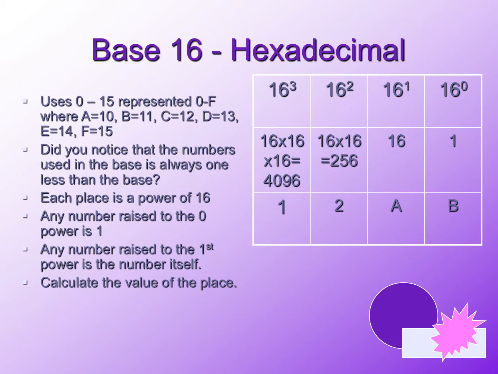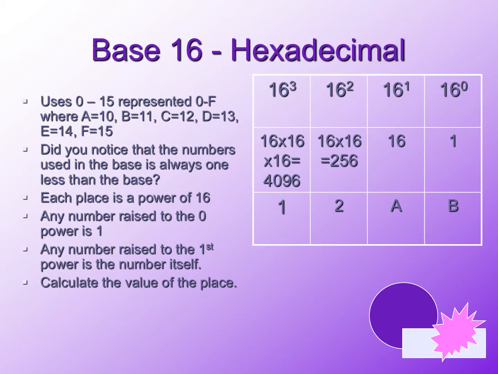So, as we're looking at base 10, base 2, now base 16, did you notice that the number of digits used in the base is always one less than the base? So I've got base 16, I'm using 15 different numbers and letters to represent that. So each place value, in base 10, it was 10. In base 2, it was 2. Guess what it is in this base 16? You're right, 16.